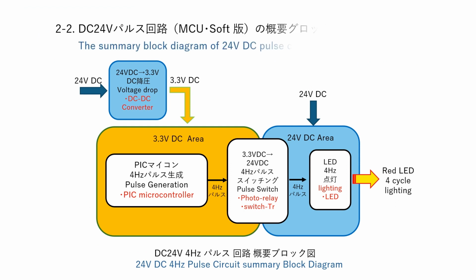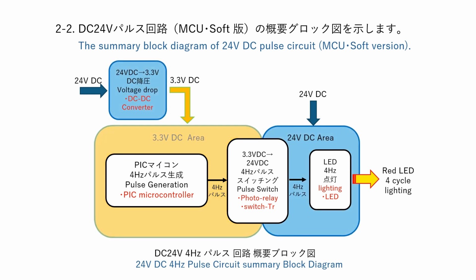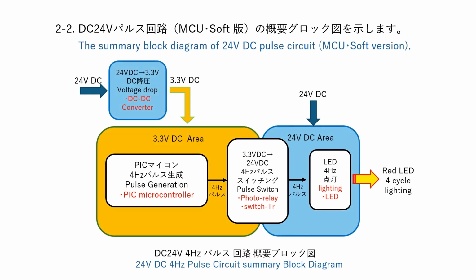2-2 The summary block diagram of the 24-volt DC pulse circuit, MCU-Soft version. To generate the 24-volt DC pulse, a microcontroller is used to generate a 4 Hz pulse. It is supplied with 24-volt DC and drops to 3.3-volt DC. The voltage drop part uses a DC-DC converter. Blue is the 24-volt DC area. Orange is the 3.3-volt DC area.